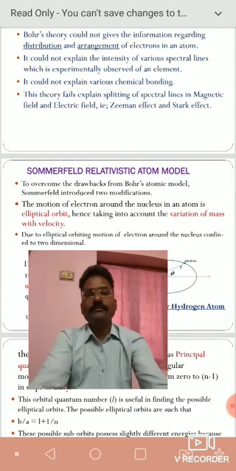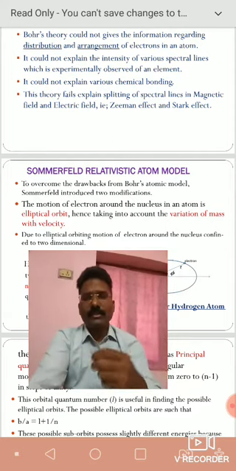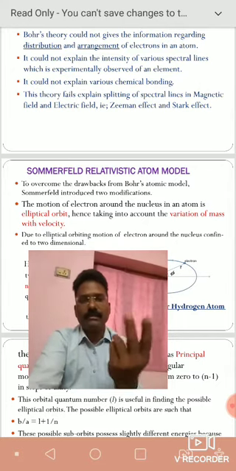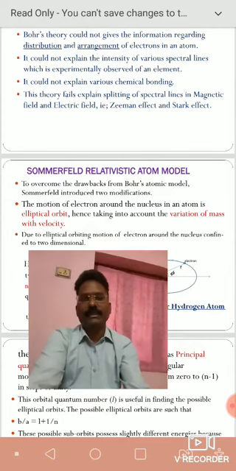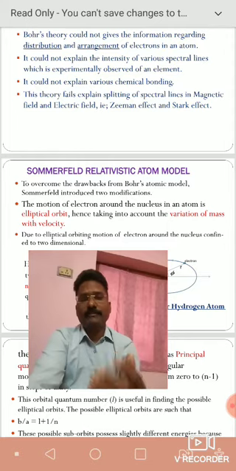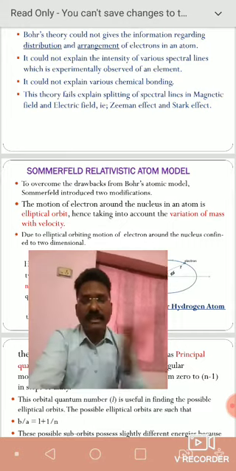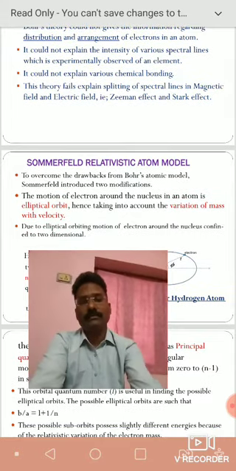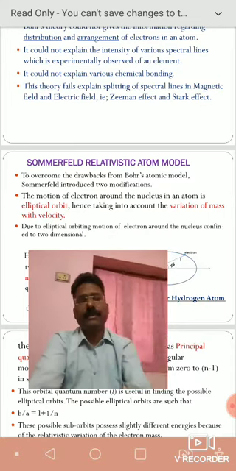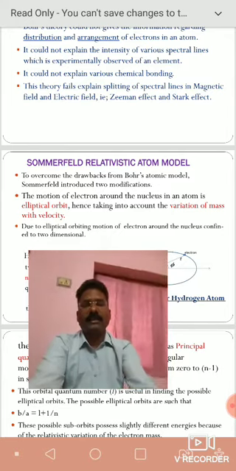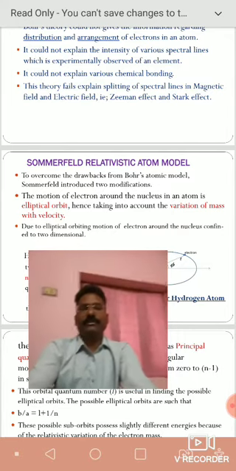Whenever the source of atomic spectrum is placed in an external magnetic field, each line can be resolved into 2 or 3 component lines, which could not be explained by Bohr's theory. That is one of the main drawbacks. Whenever the source of atomic spectrum is placed in an external electric field, each line can be resolved into more than 2 or 3 component lines, and the number of component lines in the electric field could not be explained by Bohr's theory. All these are drawbacks of Bohr's theory of hydrogen spectrum.